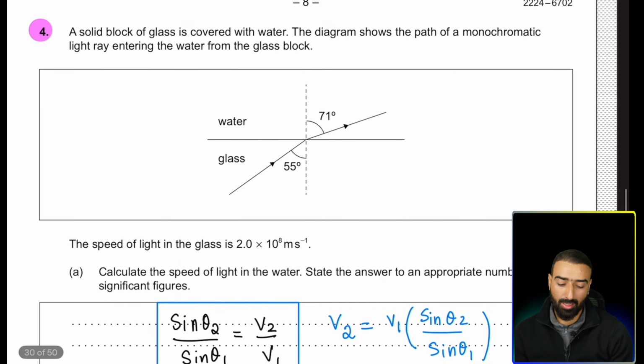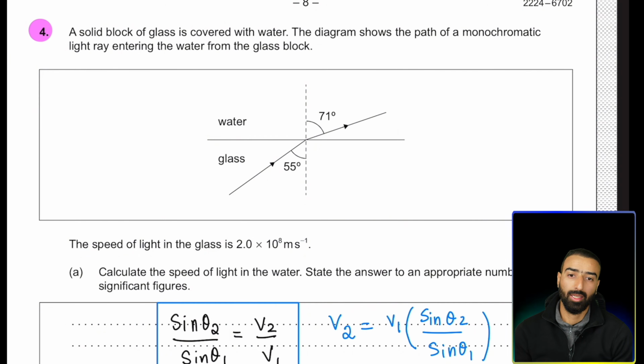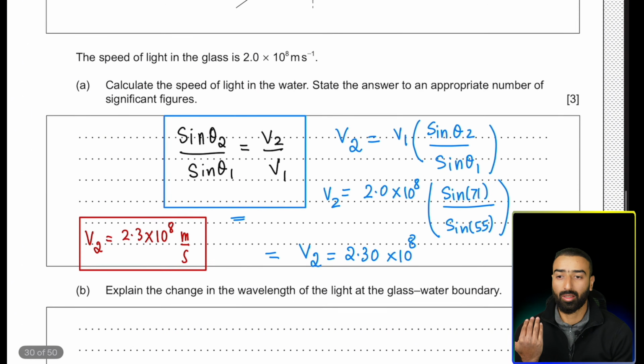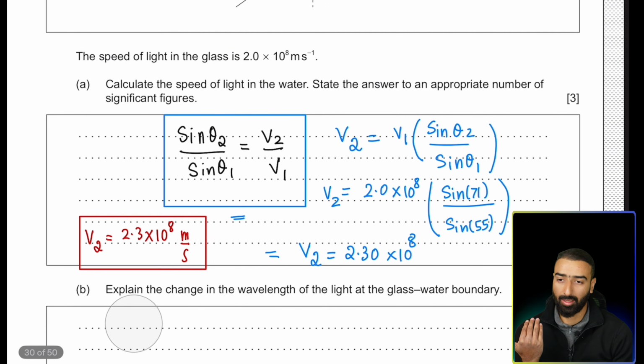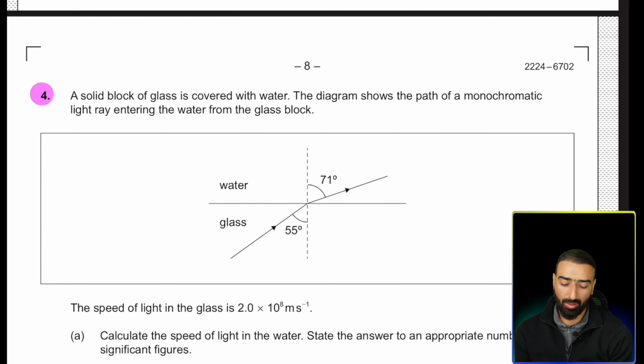So what happens is, as light goes from glass to water, its speed changes. To be precise, its speed increases. Its speed increases from 2.0 to 2.3 right here. And what happens to the wavelength? Well, we can use the wave equation, which is v equals lambda f, and we can figure out lambda, the wavelength, from this equation.